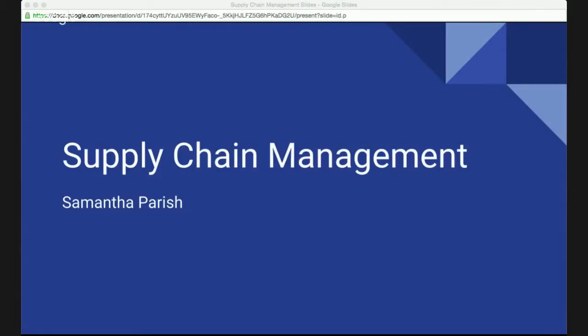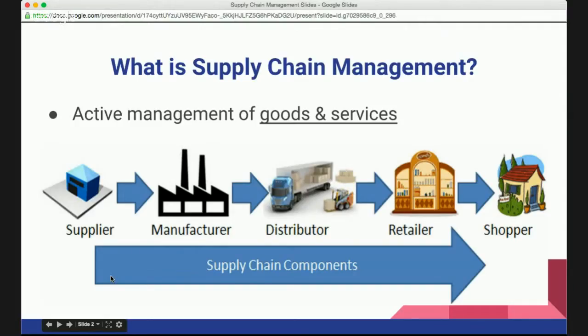Today we will cover what supply chain management is, benefits of the supply chain management software, and how it fits into the business world. So let's start off with what is supply chain management?